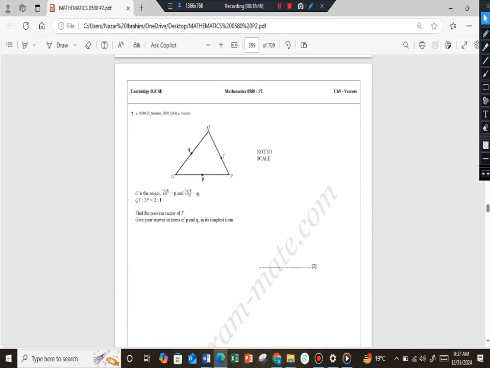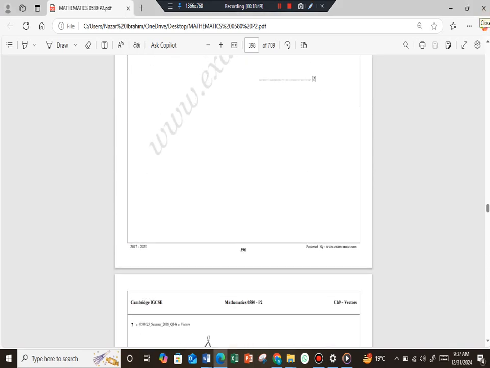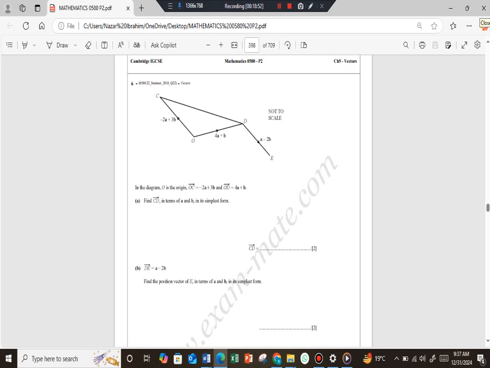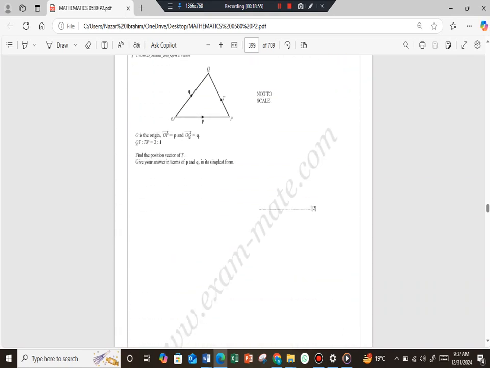Question number 7, I guess, right? 6 is done. Question number 7, again a triangle, similar type of things. Vectors P and Q are given, position vectors, and a ratio is given on the line QP. Find the position vector of T. So starting from O till T is the position vector which we have to find out. So OT is equal to OQ plus QT, right? OQ is given. I need to find out QT, and for that I need to find out first QP.